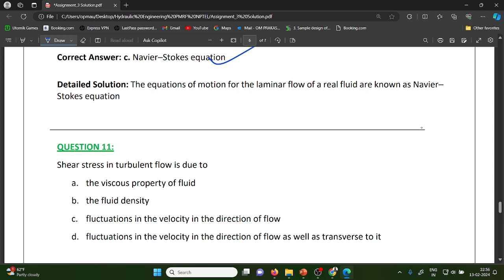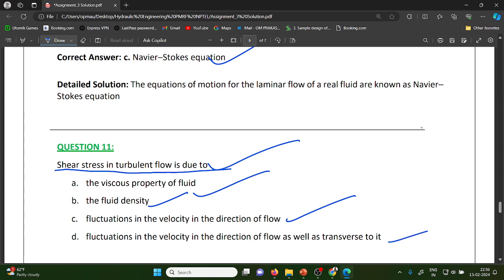Shear stress in turbulent flow is due to what? The viscous properties of fluid, density, fluctuation in the velocity in the direction of flow, or the fluctuation in the velocity in the direction of flow as well as transfer to it.